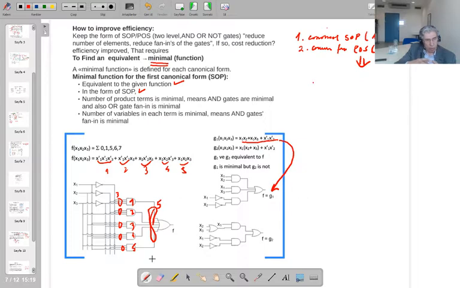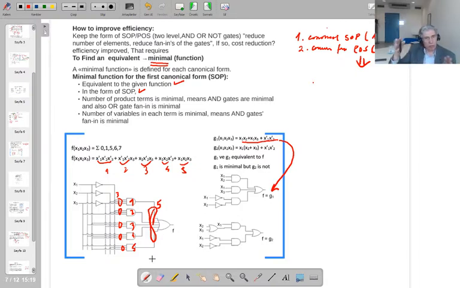This is a good constraint. Why is that? Because sum of product form means two levels. The first level is product terms, the second level is the sum term, meaning AND gates at the first level and an OR gate at the second level. So for this form, the cost is minimal.